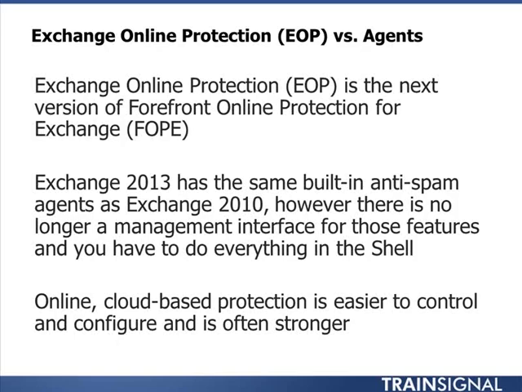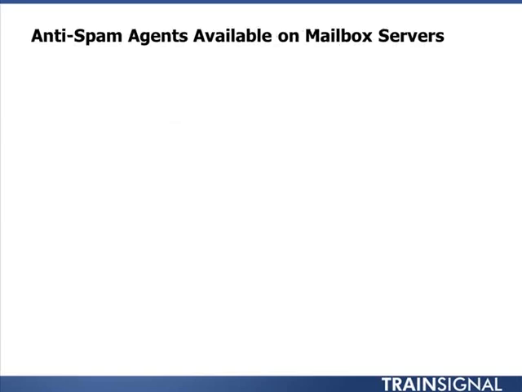However, we'll talk about anti-malware in a moment, and what's interesting about that is that you can pair it with Exchange Online Protection. So there's no reason for us to use only one solution. We can use Exchange Online Protection to pair up with anti-malware, so we can also use it to pair up with the anti-spam settings in Exchange 2013. As far as the anti-spam agents that are available on Mailbox servers, now that things have been moved over to Mailbox servers and we no longer have a Hub transport server, we have the following.